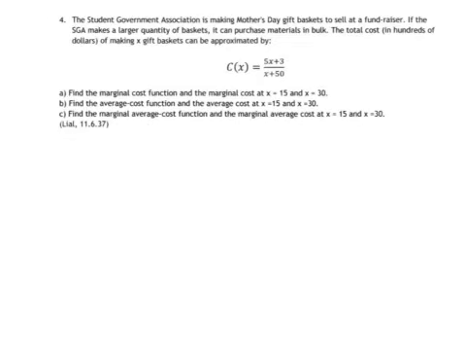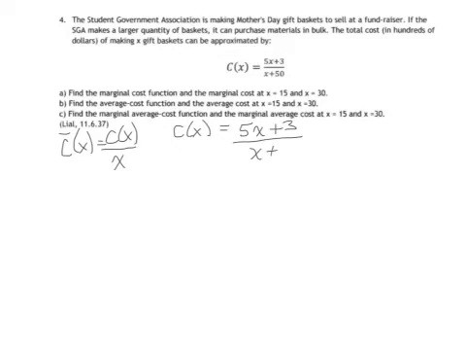If you recall, the way to find an average function, in this case the average cost function, is to take the cost function and divide by x. Okay, so we have C of x equals 5x plus 3 over x plus 50, and to find the average cost function, I'm going to divide all of that by x.